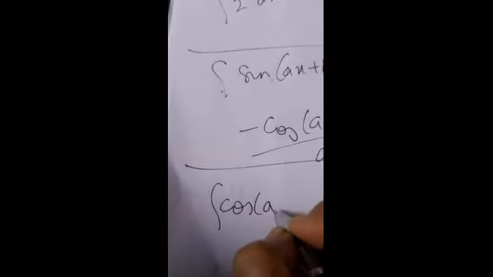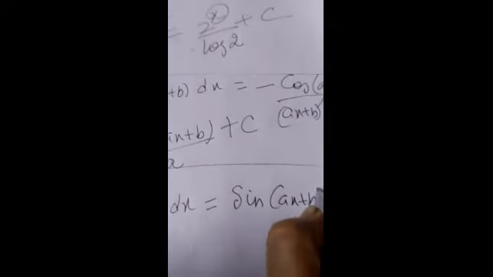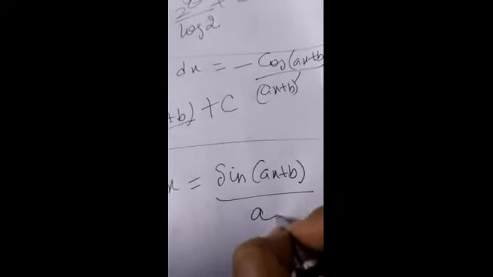The next is integration cos ax plus b of dx. So the value will be sin ax plus b as it is whole divided by a plus c. I think it is understood by you all. These are the few formulas that you have to keep it in your mind. I hope it is understood.